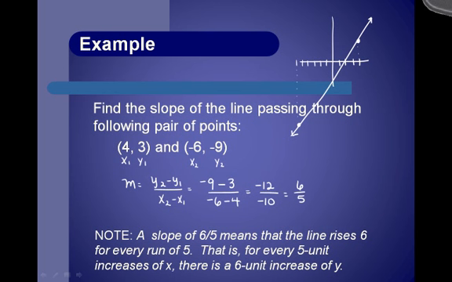Now, as a note, a slope of 6 over 5 means that every time the line rises 6 units, it runs 5 units. That is, for every 5 unit increases of x, there is a 6 unit increase of y. And we can look up at our graph. Every time we rise 6, 1, 2, 3, 4, 5, 6, we run 5, 1, 2, 3, 4, 5, and we're back on the line. Then when we rise 6 and run 5, we're back on the line again.